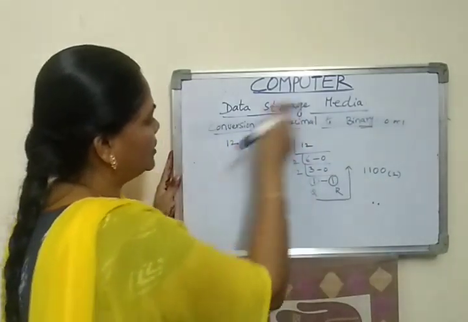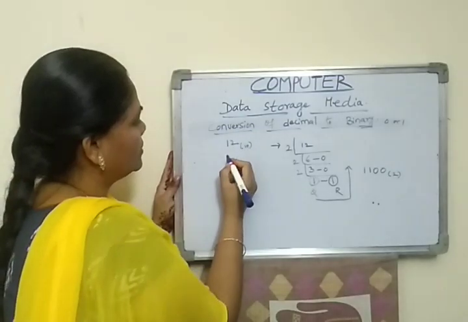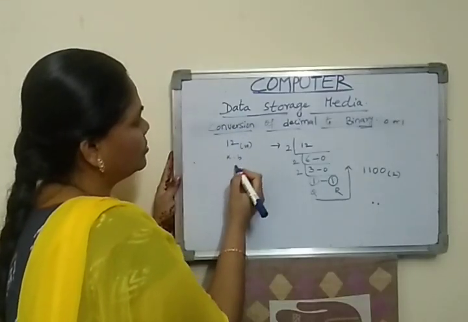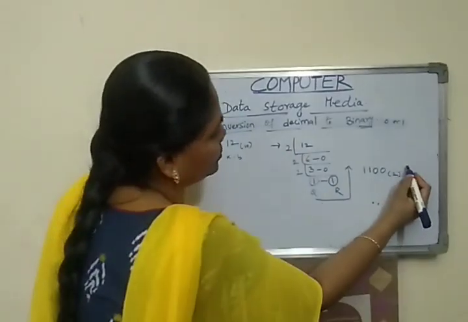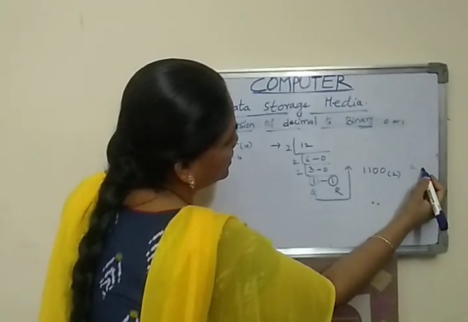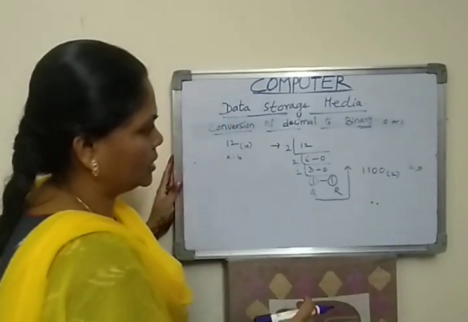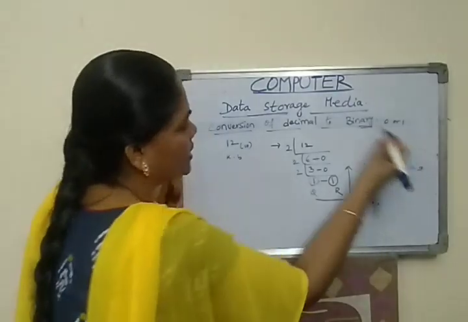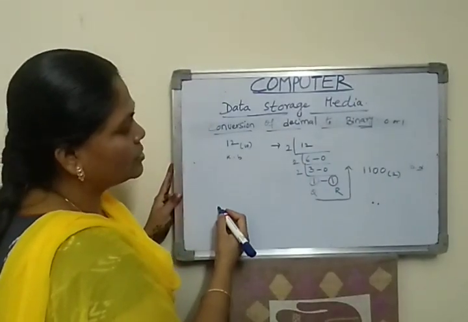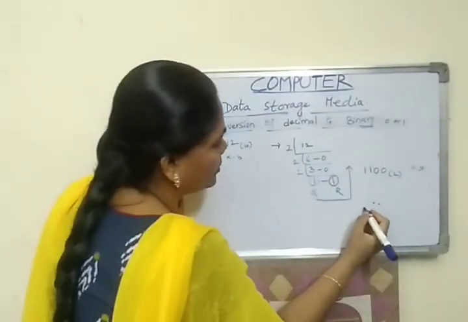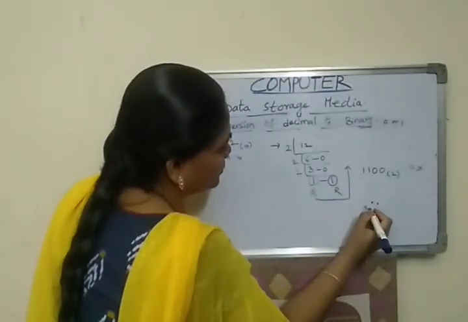Again from binary to decimal. Suppose this is from the keyboard. From the keyboard it is given and it is converted into a binary digit. Okay. Binary digit. Again from binary digit to decimal we have to convert to display on the monitor.